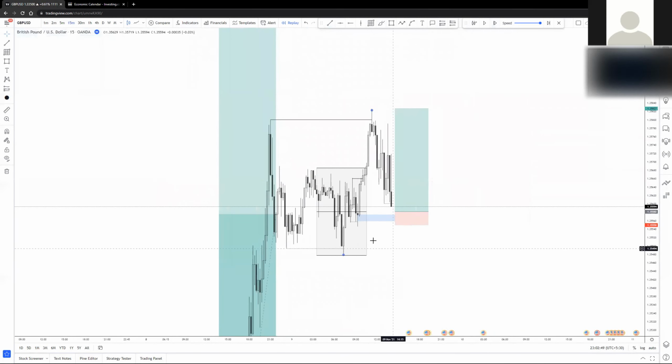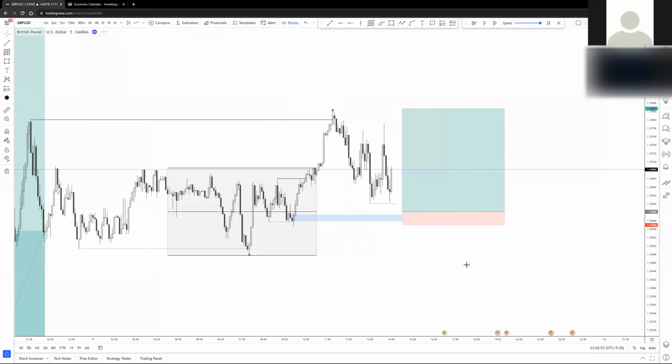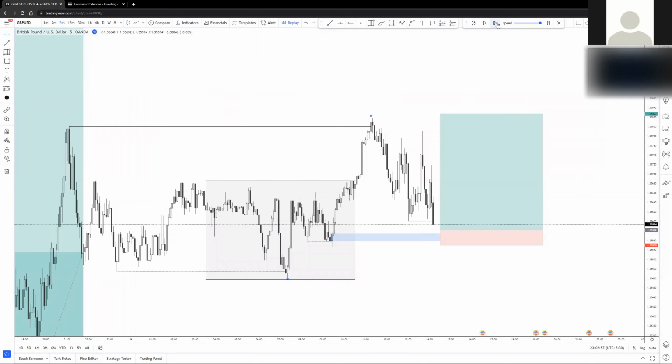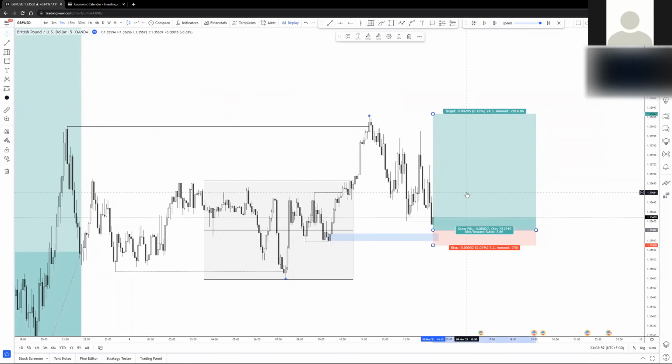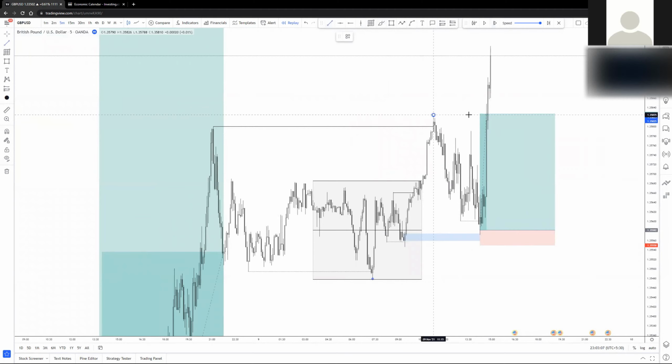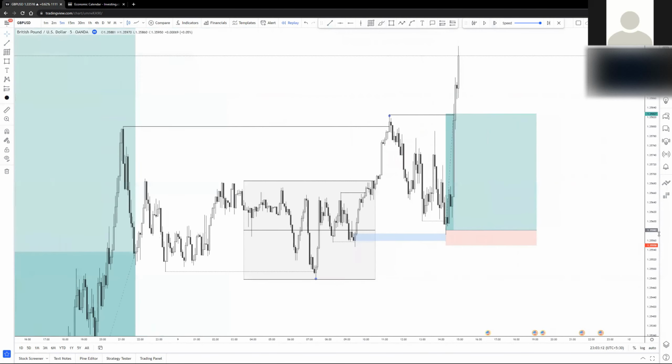It has filled the imbalance. Yeah, that's pretty much what we have. Let's see. No, yeah, we got the reaction. Ah, bam! Here we have the trade. There we go. Okay, so yeah, that was a good trade.